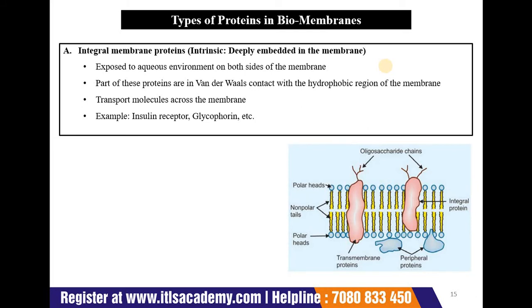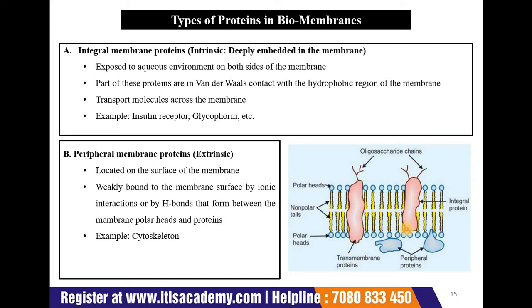What are those proteins which are present? What are the types of proteins present in the biomembranes? First, we will talk about the integral membrane proteins. Integral membrane proteins are also known as integral or intrinsic because they are deeply embedded in the membrane. If you look at the structure, these are the integral proteins which are embedded in the membrane. They are exposed to the aqueous environment on both sides of the membrane, and part of these proteins are in van der Waals contact with the hydrophobic region of the membrane. The major function of these proteins is they transport molecules across the membrane, for example, insulin, glycophorin, etc.